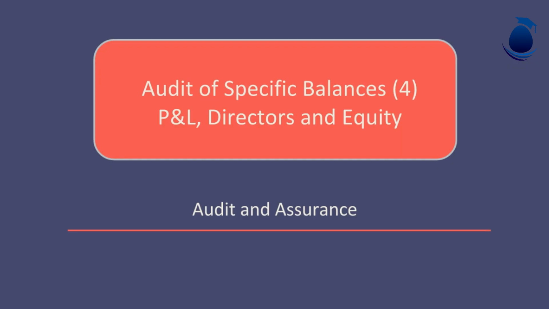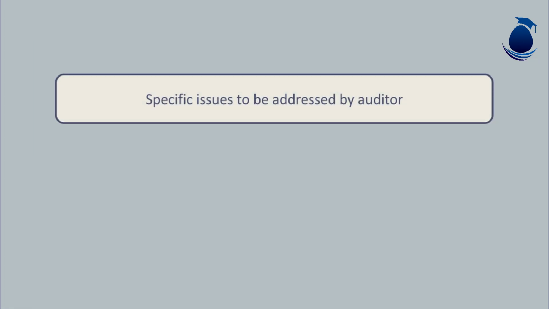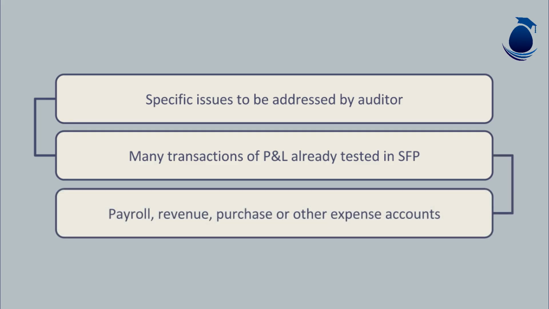This video will cover some practical ideas in how to audit the following areas of the financial statements: the statement of profit and loss, directors' emoluments, and the equity and reserves area. Each of these areas has some specific issues which need to be addressed by the auditor. Remember, much of the transactions in the statement of profit and loss have already been tested via the corresponding debit or credit balance that was included in the statement of financial position. Whether it be payroll, revenue, purchases, or any of the expense accounts, there will already have been some evidence collected that we have already seen.